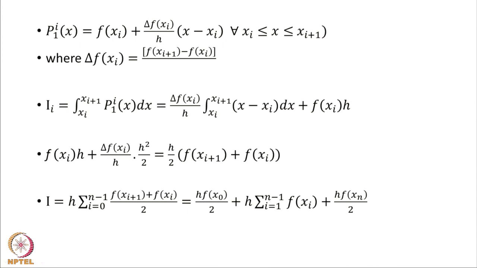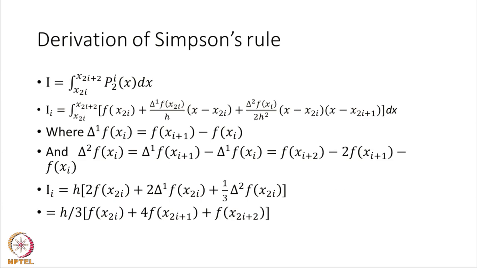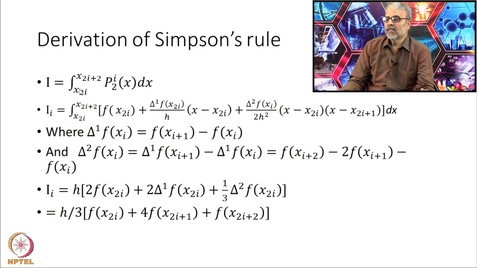Next, what we want to consider is Simpson's rule. Simpson's rule fits a quadratic function between 3 adjacent points. Suppose I have the points 2i, 2i+1, 2i+2. These 3 points I will fit through a quadratic polynomial p_2i(x). What is p_2i? This is a Newton's forward interpolating polynomial, which we have already considered. So I give here the entire expression for p_2i.